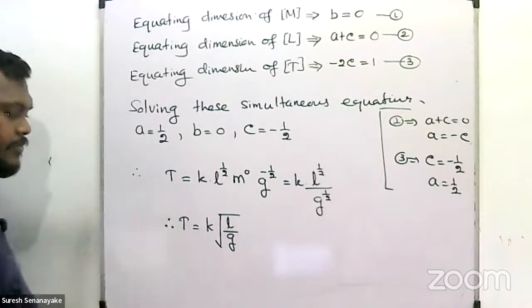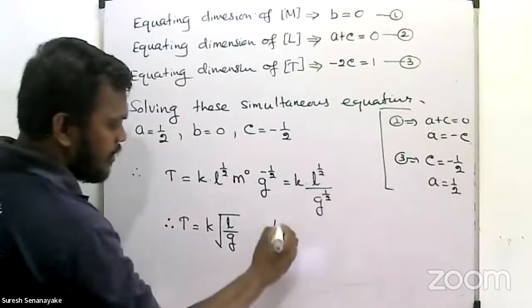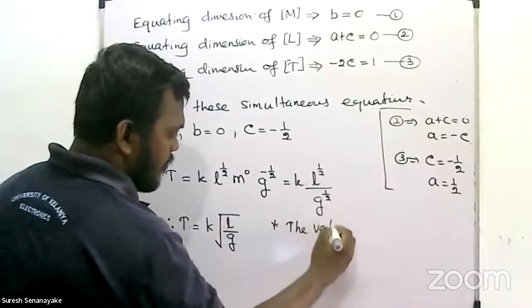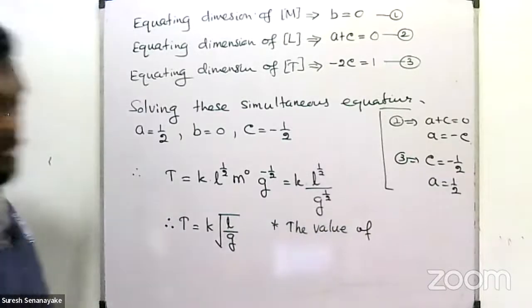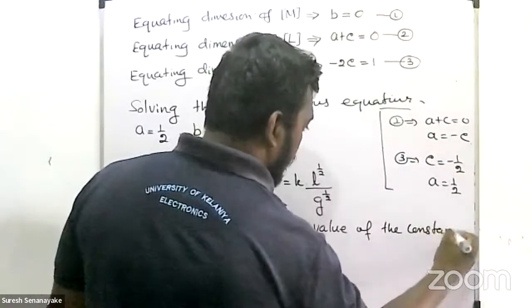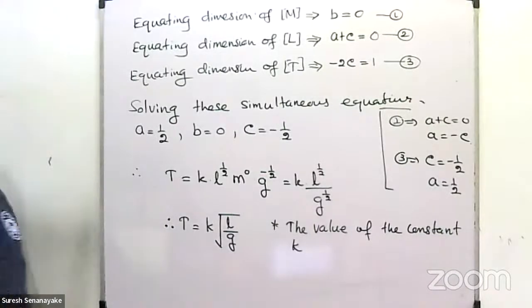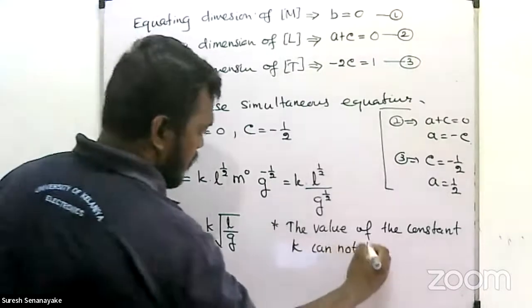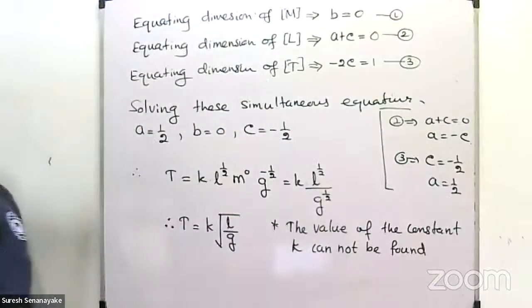Right? Here you need to know that the value of the proportionality constant K cannot be found by dimensional analysis.